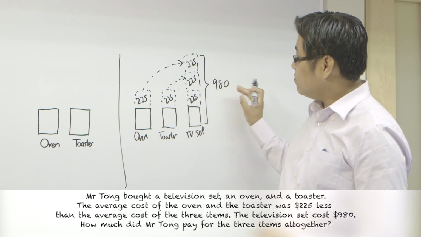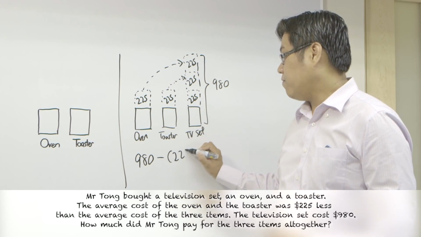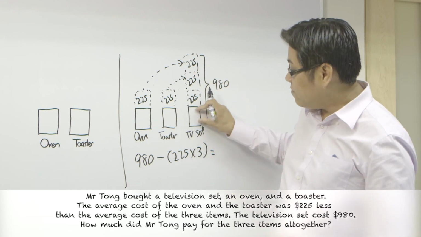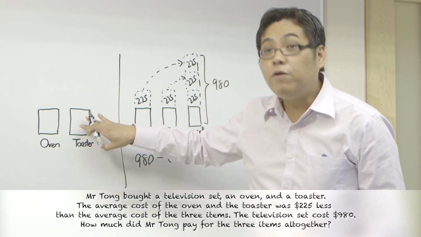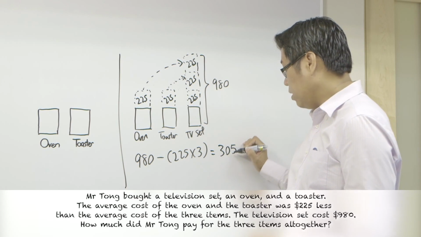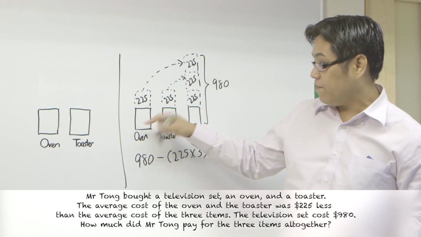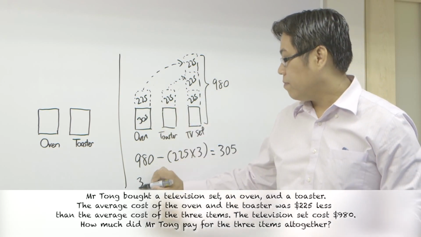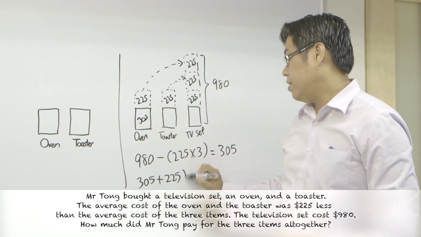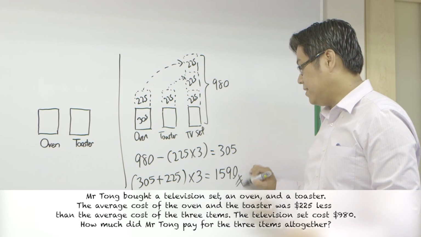So, looking at this, we just use 980 minus 225 times 3, because there are three 225s here. We can get this value, which is the bar that represents the original average of the oven and the toaster. And this works out to be 305. In the question, we are asked about the cost of all three items. So we just use 305 plus 225. You'll get this new average, and we just multiply by 3, and you get 1590, and that is the answer.